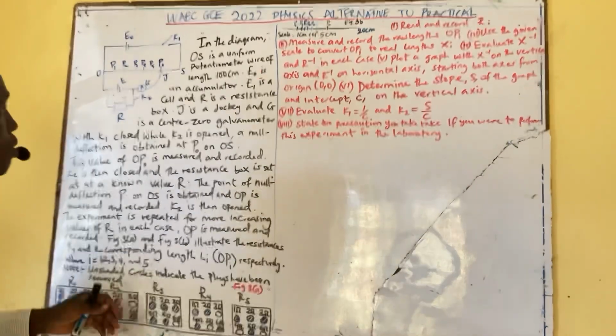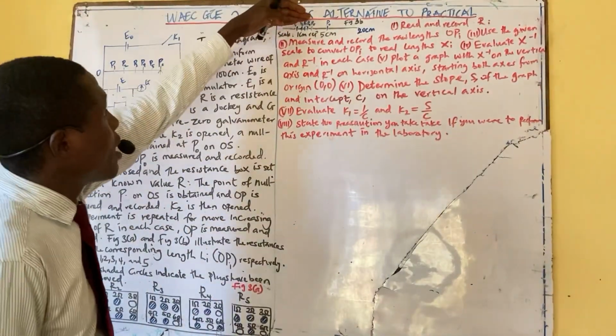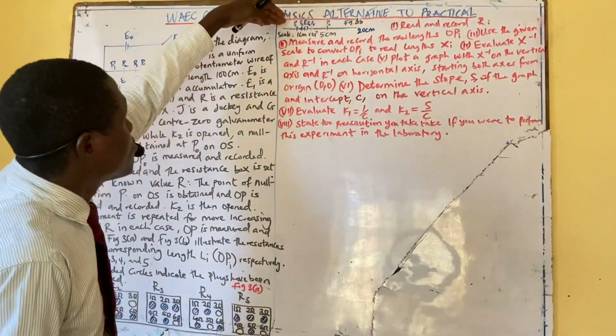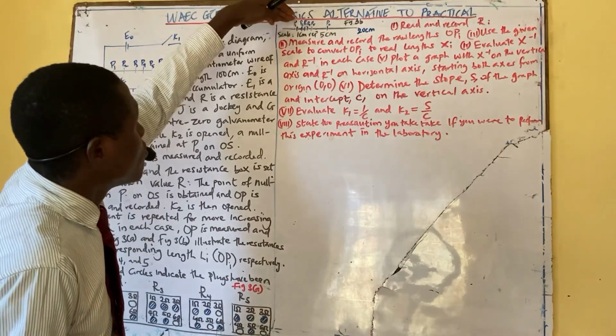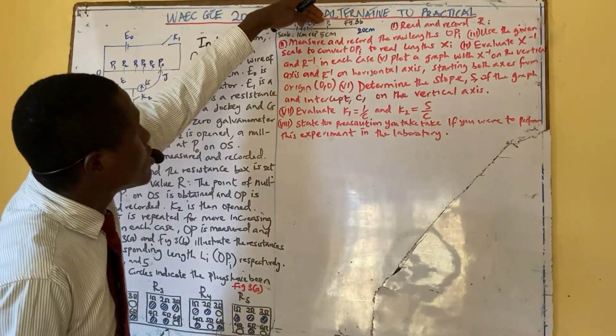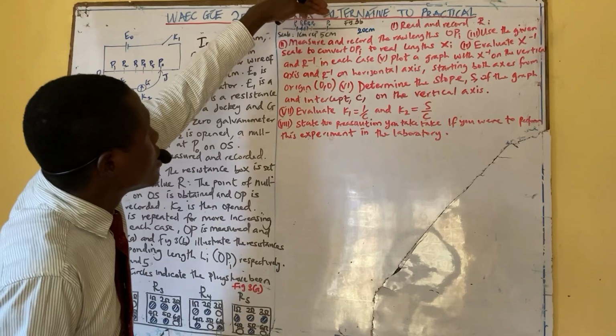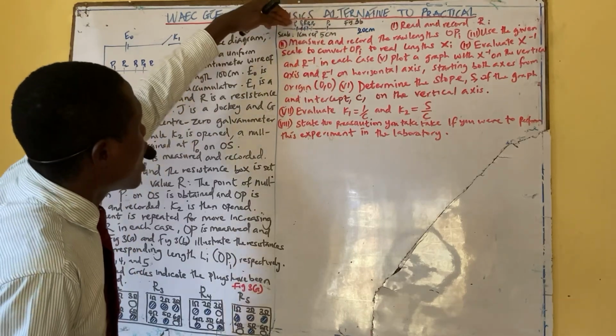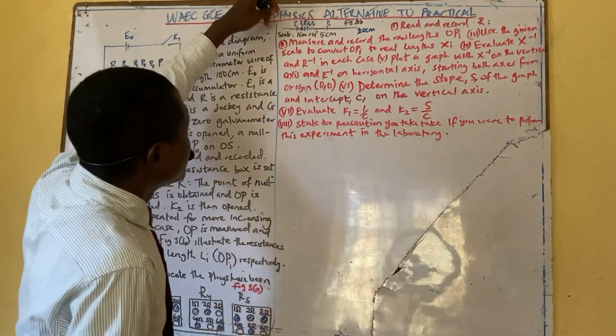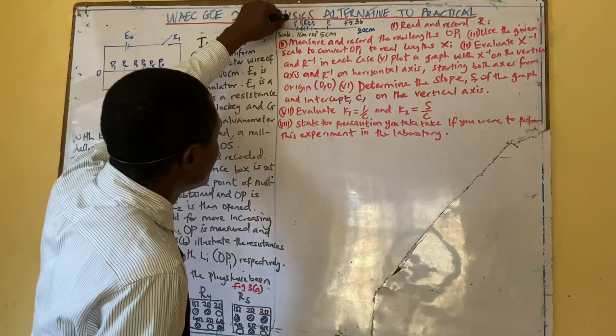Now, the potentiometer wire length is given in the form of a straight line, and we are told to please be mindful of this straight line very well. I believe you can see it.